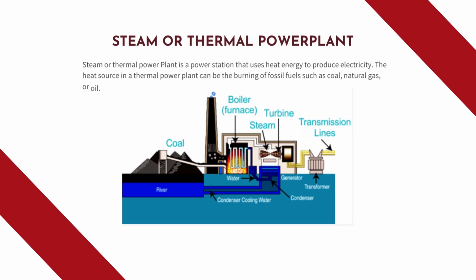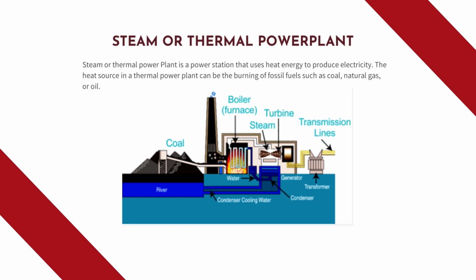The heat source in a thermal power plant can be the burning of fossil fuels such as coal, natural gas or oil, etc. So, in this picture we can see the coal handling section, and then we can see the boiler. Boiler is nothing but a furnace. Then we can see the turbine, and at last we can see the transmission lines and generators.